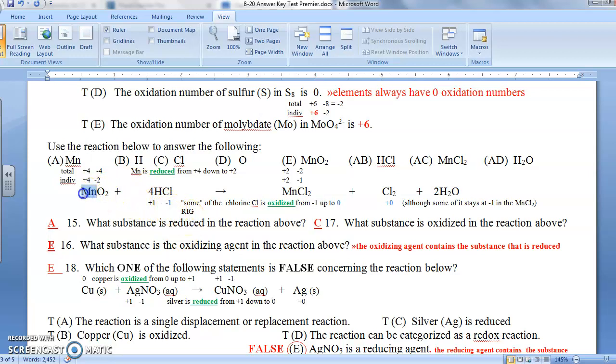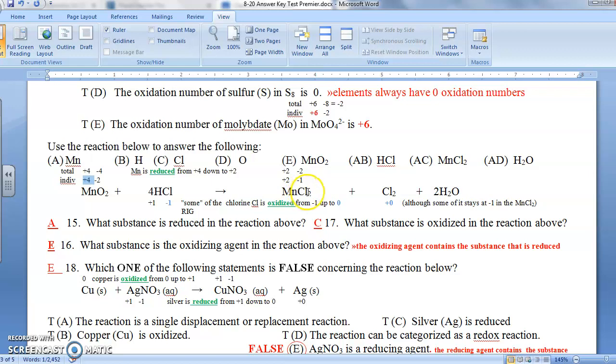Here, manganese's oxidation number is +4. Oxygen gets its -2. This is not the peroxide ion here. The peroxide ion is usually with the alkali metals. Manganese is a transition metal. So we've got MnO2. Oxygen gets its -2 for a total of -4. So the manganese must be +4, and we only have one of them at +4. So manganese is +4 over on the left side.